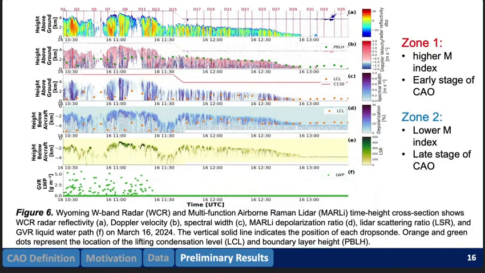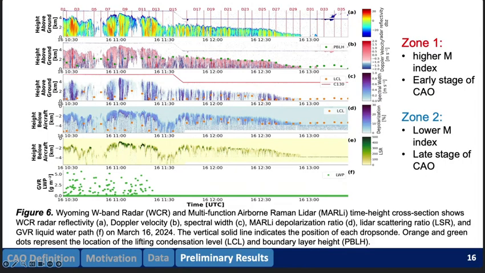So we first focus on the cloud streets regions to see how these clouds vary with each other. Here are cross-section figures from the radar and the LiDAR. The first panel shows the radar reflectivity. Different solid lines show the location of different dropsondes. And the second, we have the Doppler velocity figures here.